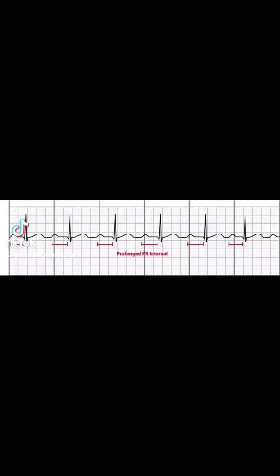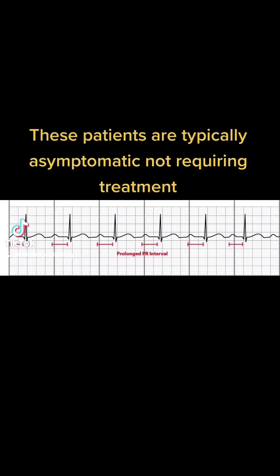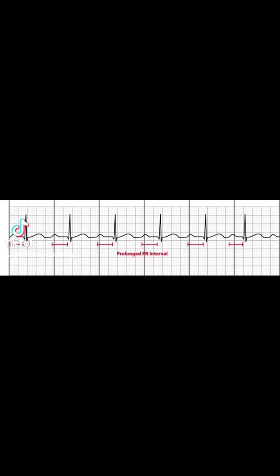See how all these beats are regular. They're all the same every single time. This makes it a first degree block. In the emergency setting, this is nothing to worry about and we do not treat this.